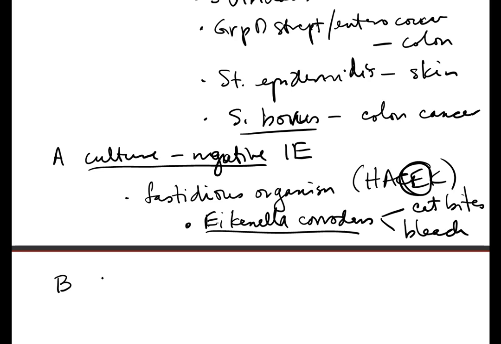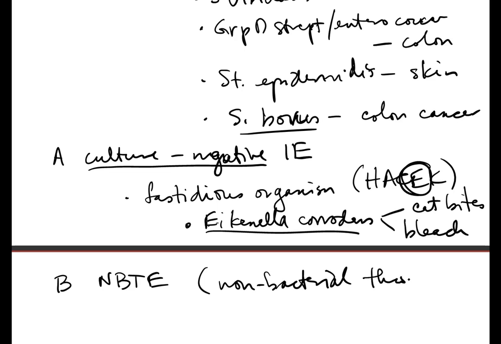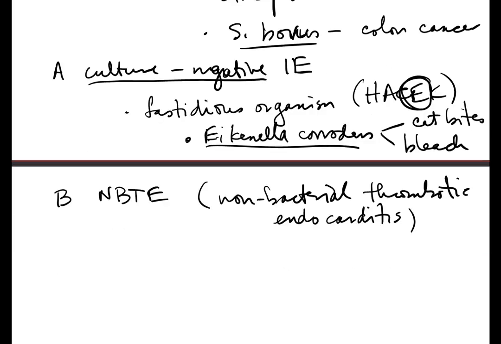The other special situation we want to talk about is NBTE, which is the acronym for non-bacterial thrombotic endocarditis. In other words, they aren't an infection. And this is a situation where we get vegetations on the valve because the patient is hypercoagulable.